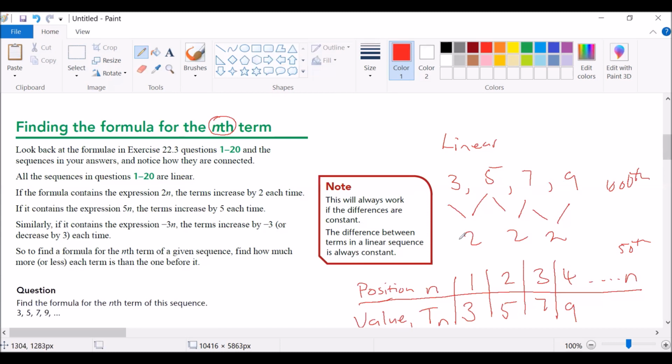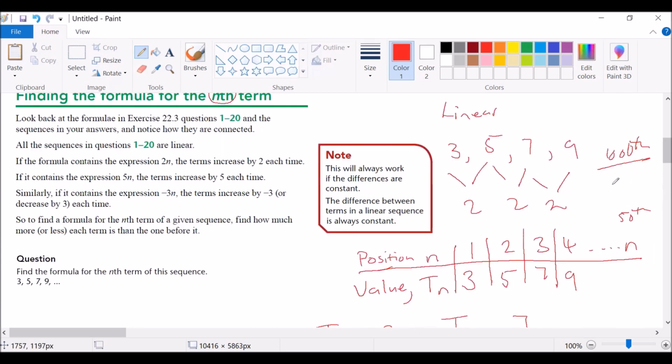So we want a formula that is based on the position, so that if we are given a position, the term at position 100, we can use that formula to quickly calculate that term. Okay, because these are the terms and these are the positions. So by looking at this, we can see this 2 is a common number, a common difference. So our formula for any term will contain 2n. The formula will include 2n.